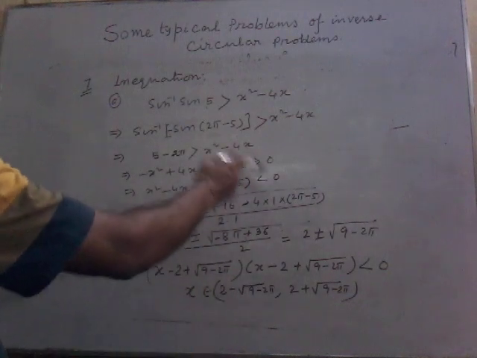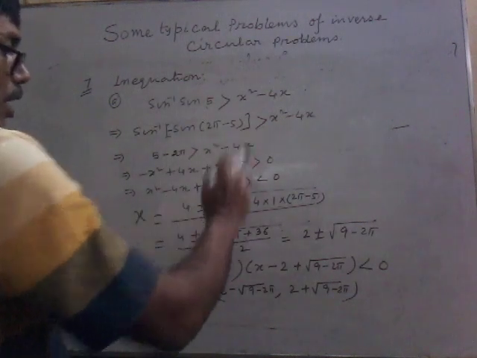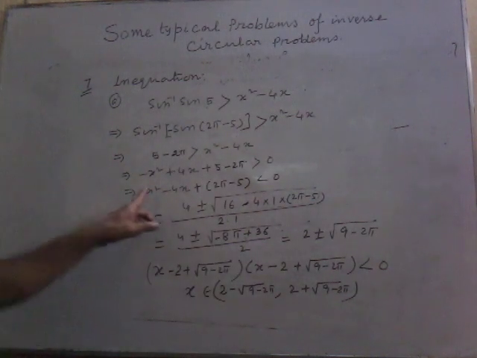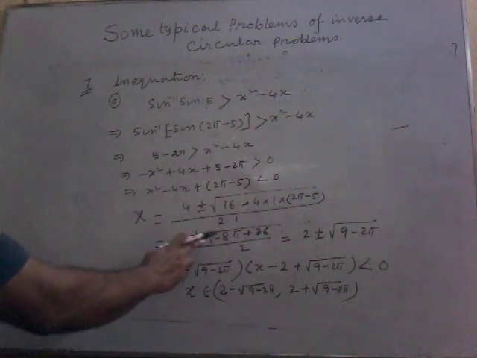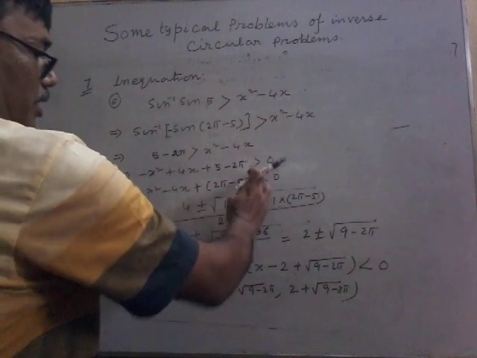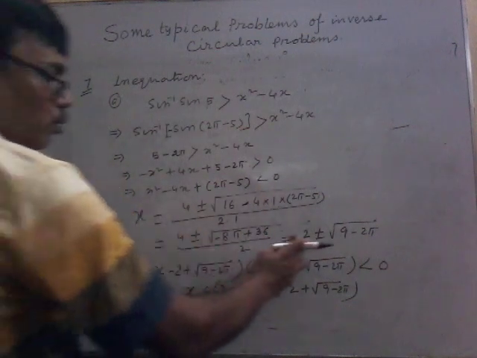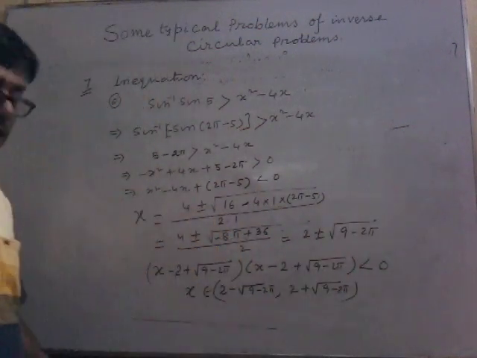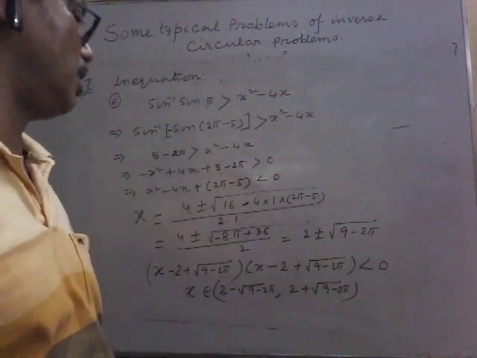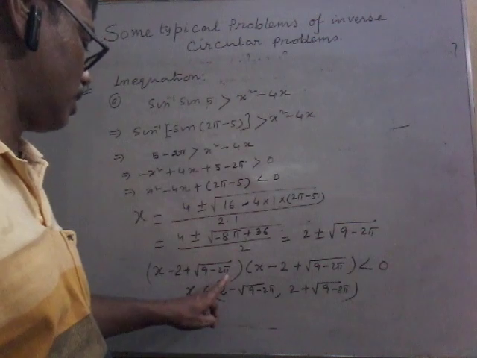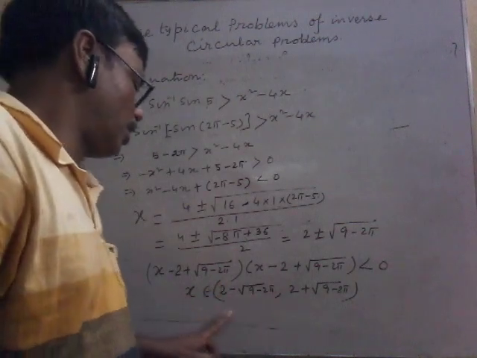Now this is a less than inequation. Try to factorize. This is not easy to factorize, so that is why we use the general rule, setting it equal to 0. So what were the two values? These values here. Since it is a less than inequation, the value lies between these two roots. So x belongs to the interval between them.